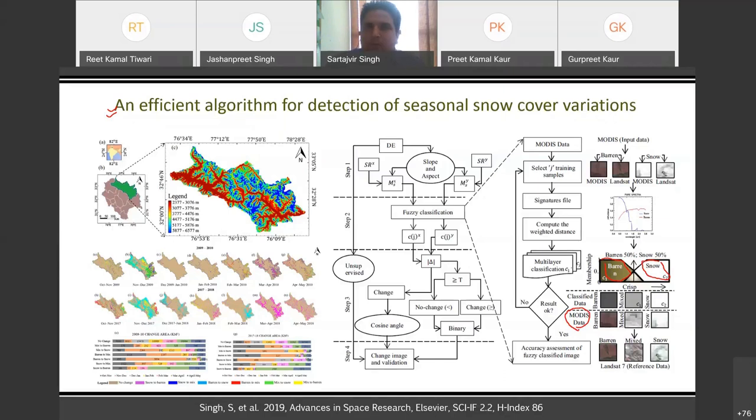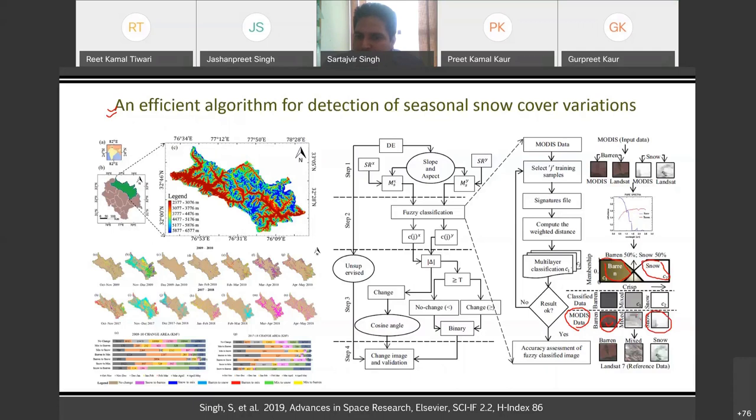There may be possibilities that two or more than two class categories lie within the same pixel. So in order to separate and identify those pixels, we need subpixel classification. Here you can check it out. This is barren in the satellite image, and we have just subset a very small area in which there is barren, and this one is snow.